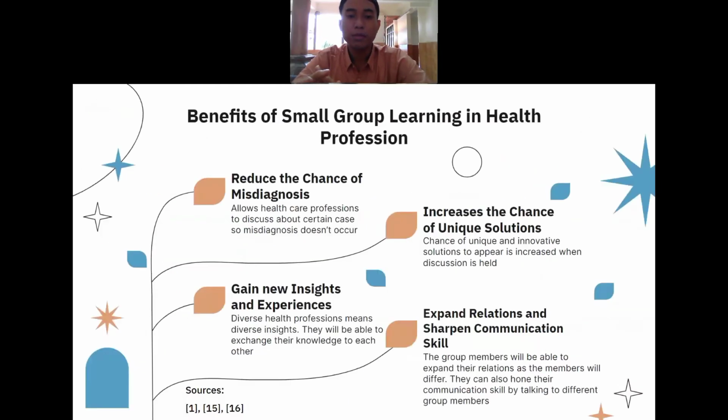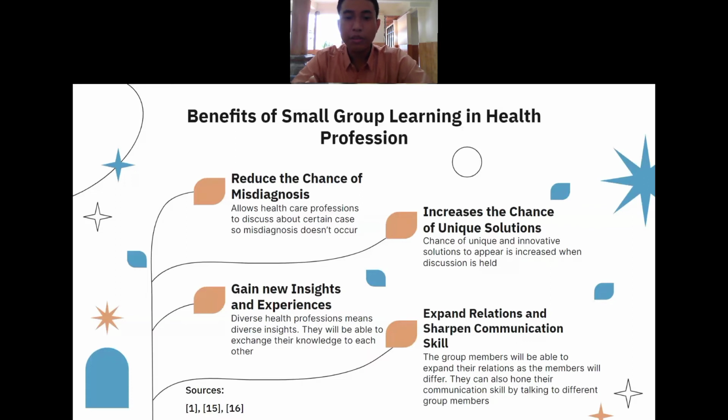Okay, so now I'm going to explain what are the benefits of small group learning in health profession. First, it reduces the chance of misdiagnosis. Small group learning allows healthcare professionals to discuss a certain case, so misdiagnosis doesn't occur. Second, it increases the chance of unique solutions. The chance of unique and innovative solutions to appear is increased when discussion is held. Third, you can gain new insights and experiences. Diverse health professions means diverse insights. They will be able to exchange their knowledge with each other.